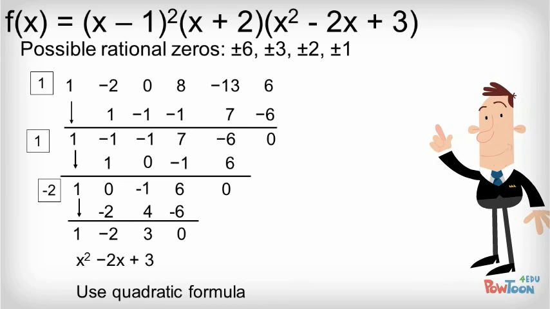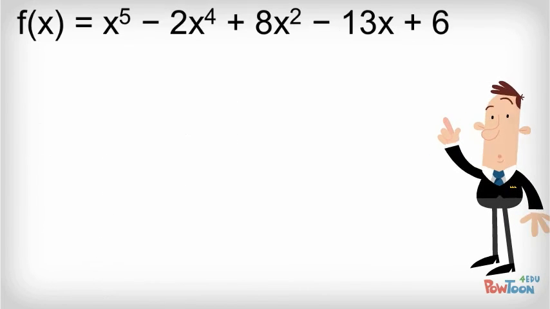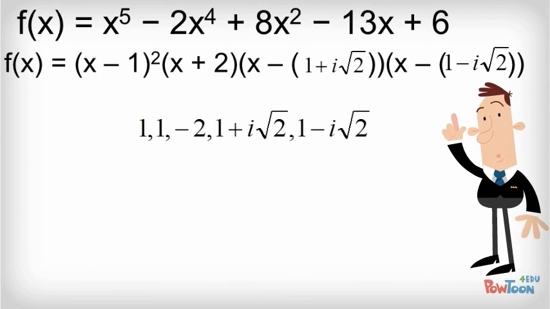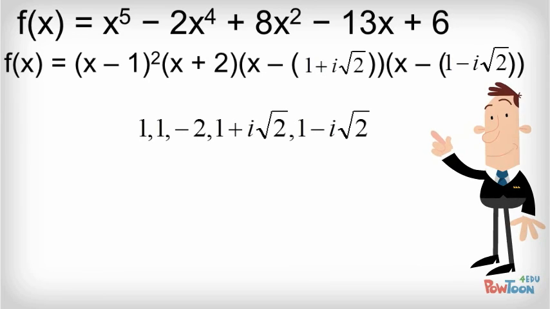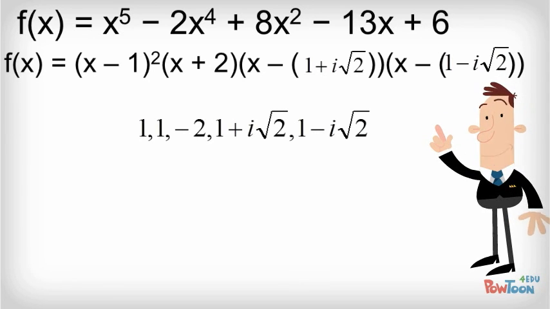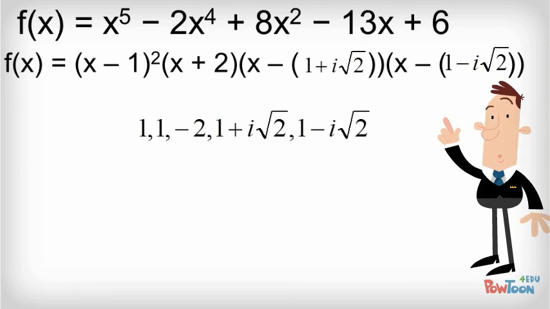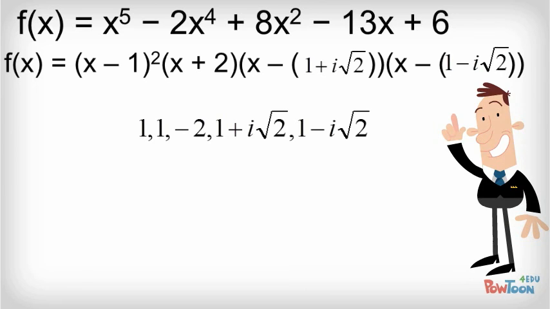Now there was a lot of stuff in that. It's just going to be one example, but there's a lot of different steps. So we have 1 twice as roots, -2, 1 plus i square root 2, 1 minus i square root 2 are our 5 roots. And if I wanted to write that polynomial in factored form, you see it there: x minus 1 squared times x plus 2 times x minus the quantity of 1 plus i square root 2 times x minus the quantity of 1 minus i square root 2.